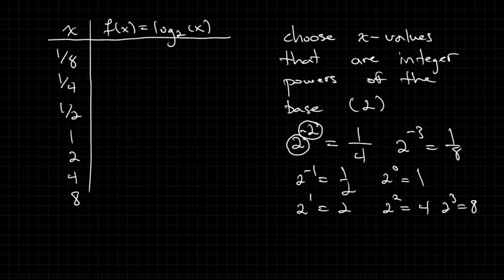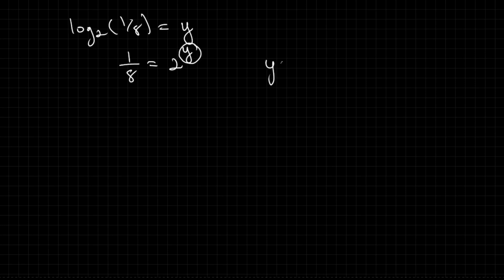Now you're going to see why I chose these x values in just a moment. Let's say we want to evaluate log base 2 of 1/8, so we can start filling in our table. If we set that equal to y and convert to exponential form, that means that 1/8 would be 2 to the y, which means that this y would have to be -3. So log base 2 of 1/8 is -3. This is going to give you some practice on evaluating logarithms from a previous section.